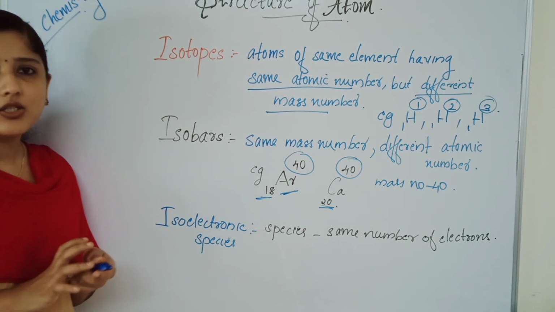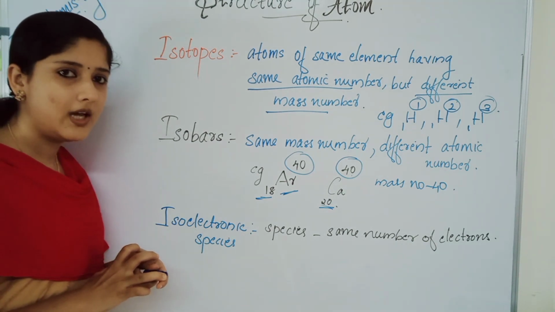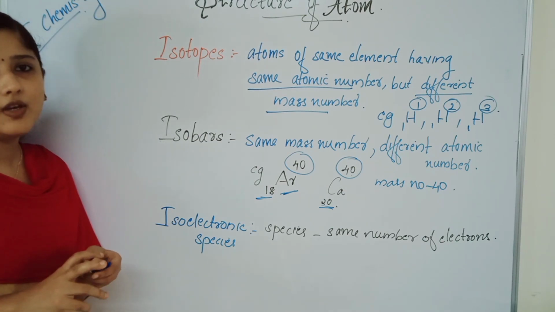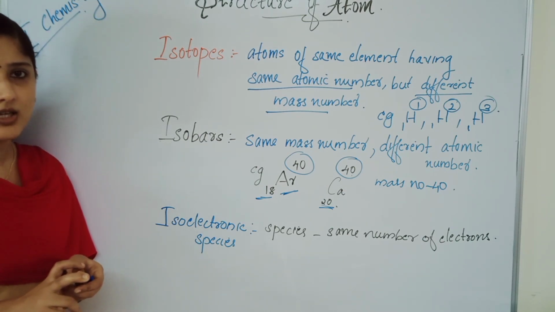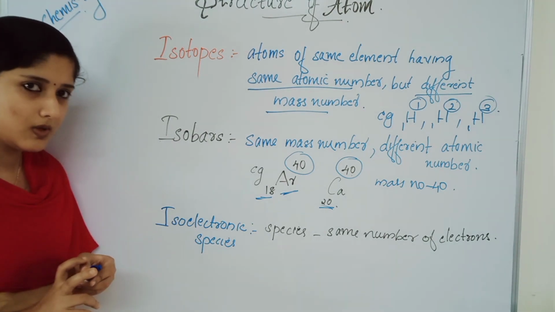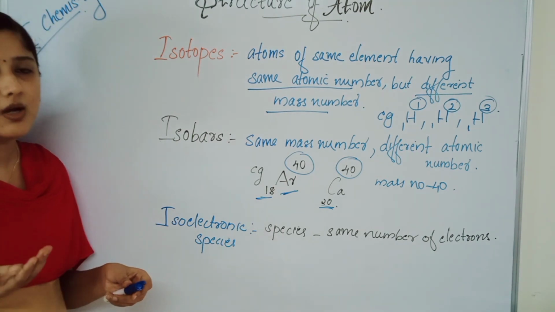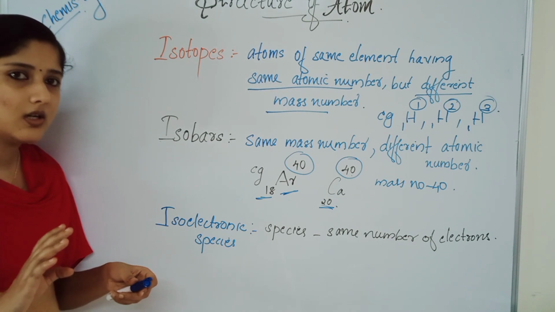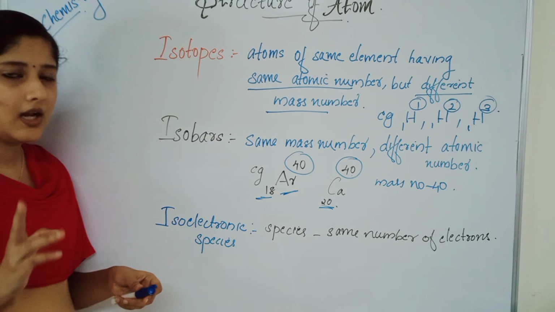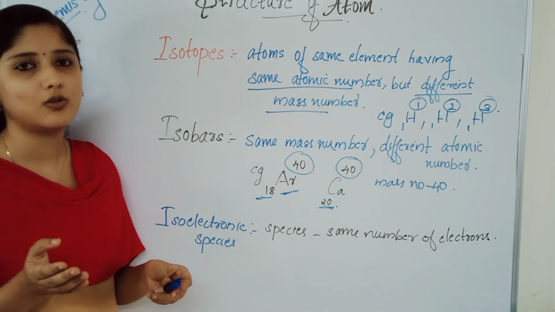Next, isoelectronic species, which we have already studied in the classification of elements chapter. What are isoelectronic species? Species having the same number of electrons are called isoelectronic species. So what are isotopes? Same atomic number but different mass number. Isobars mean same mass number but different atomic number. Isoelectronic species have the same number of electrons.